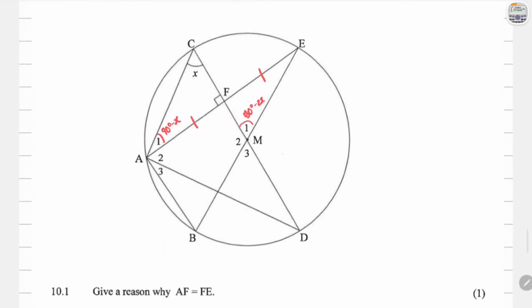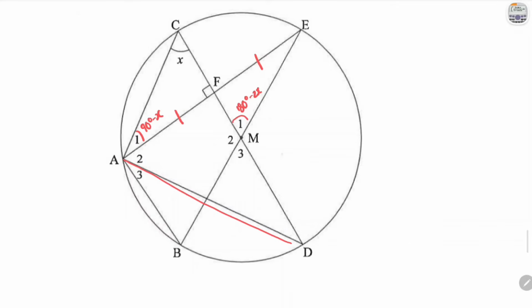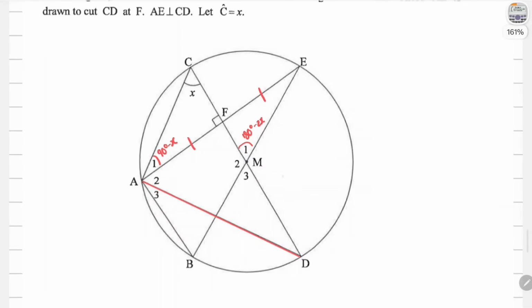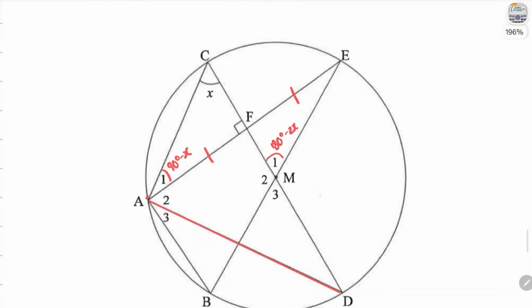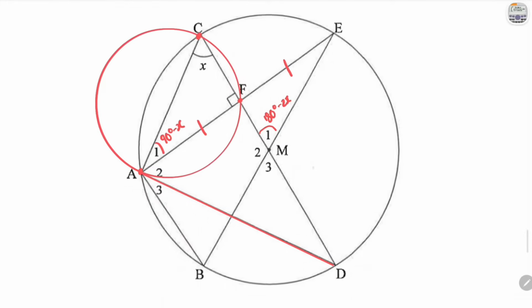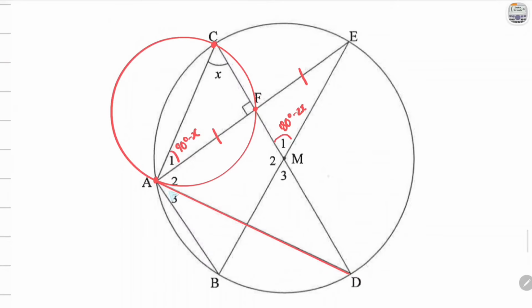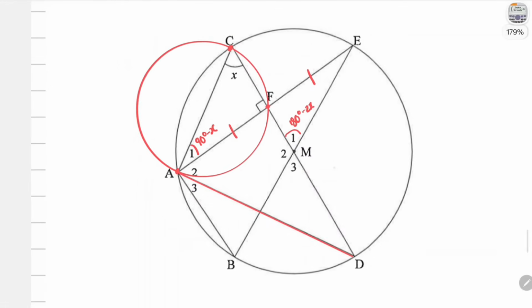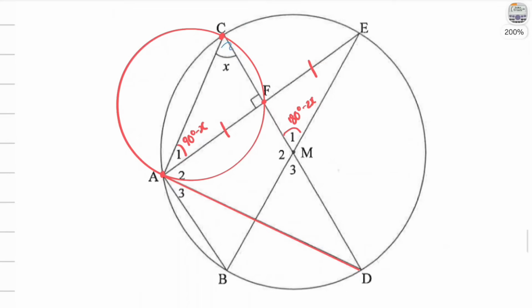Question 10.3 says, prove, giving reasons, that AD is a tangent to the circle passing through A, C, and F. So let's go ahead and look for that. We are trying to prove that AD, this line, is a tangent to the circle passing through the points A, C, and F. So let's go ahead and draw a circle here first and then see how that is possible. Okay, so here is our circle, and we just need to prove that this is a tangent to the circle passing through these points.